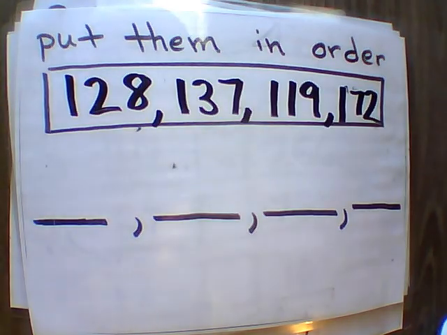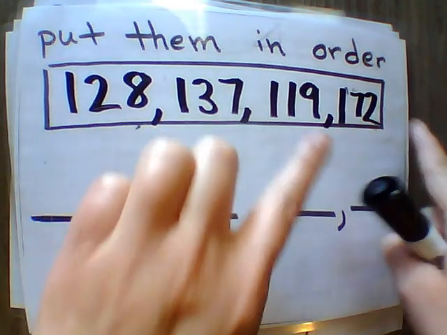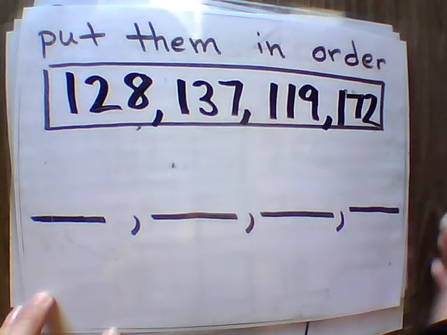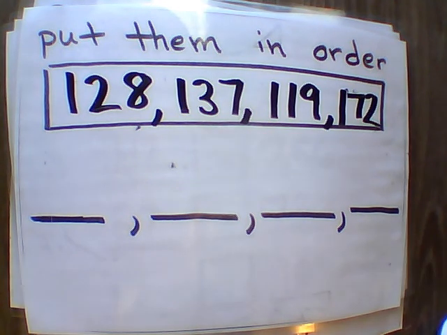Now today I've put 3-digit numbers for all of them up there. So we have 128, 137, 119, and 172. So put those in order from smallest to largest. Go.